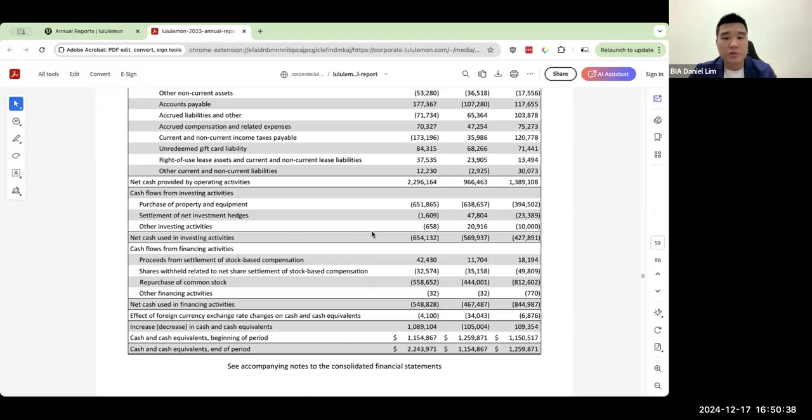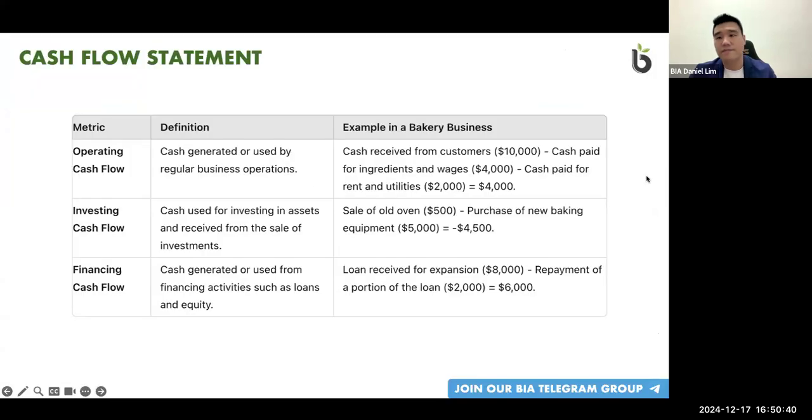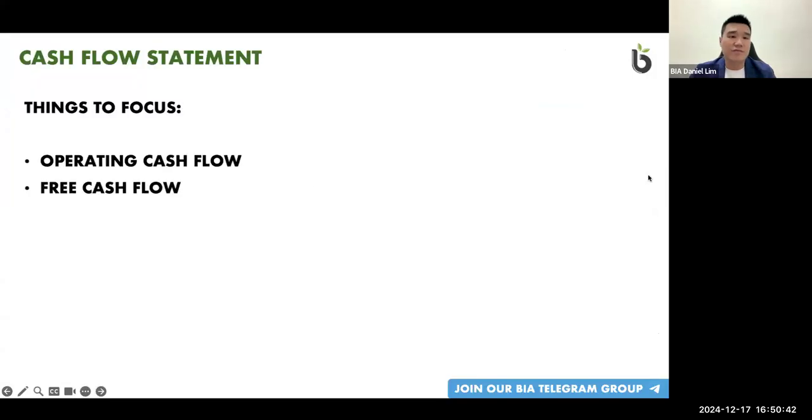Now, what you need to focus on in the cash flow statement is only two things for us. And that is what has been guiding us to see whether a company is a good company to invest in or not. First is the operating cash flow. Why? Because like I said, it's the most important metric. I want to see the business generating cash. Then not only that, I want to know after they minus their capex, and that is their free cash flow.